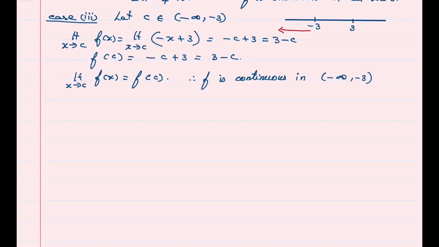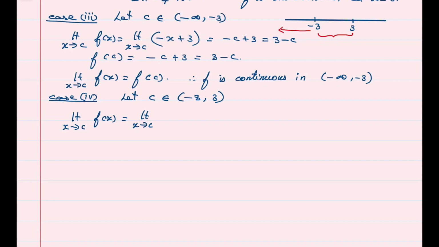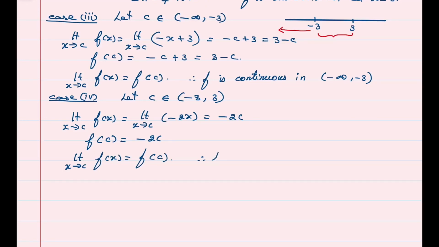Now, next case, we will check for the interval minus 3 to 3. Case 4, let c belong to the open interval minus 3 comma 3. In this interval, we have only one definition. No need to do LHL, RHL. Limit x tending to c of f of x, in this interval, f of x is minus 2x. By substituting the limit value, we get minus 2c, and f of c is also minus 2c. Both are equal. Therefore, f is continuous in the open interval minus 3 to 3.